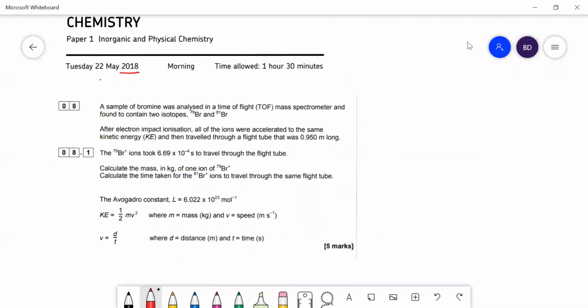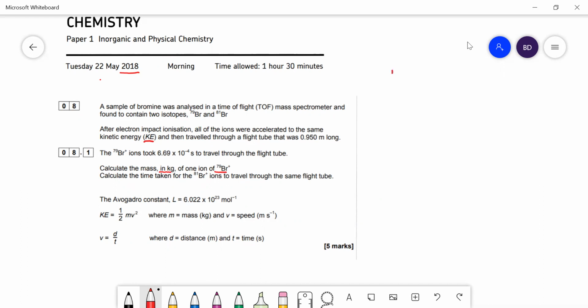First question is about the time of flight mass spectrometer and two isotopes of bromine, 79 and 81. Electron impact ionization, and the ions are accelerated to the same kinetic energy, as of course always happens in one of these spectrometers, and travel through a flight tube that was 0.95 meters long. It gives us the time taken for the 79 bromine atoms. Now, first question is calculate in kilograms the mass of one ion of 79Br+.